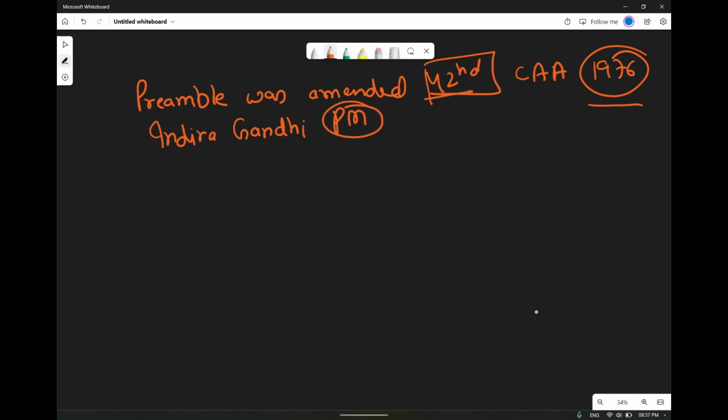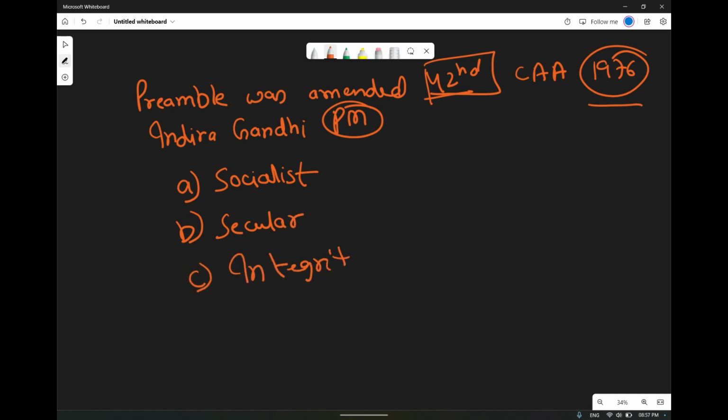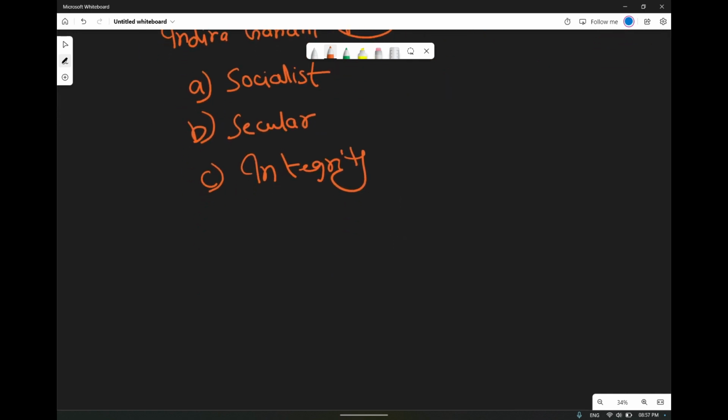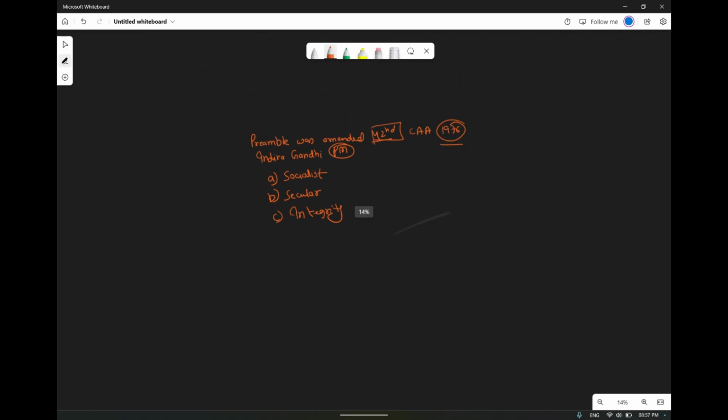Okay, what happened? Parliament amended the constitutional preamble, and three words were added to the constitution. What were the three words? One is socialist, another is secular, and another is integrity. Okay, so we have seen the secular term.